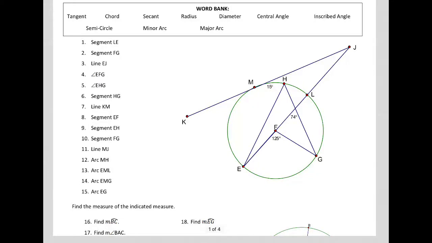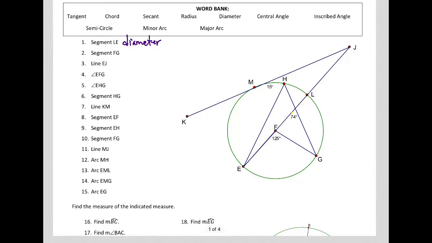All right, so just to hit some of this vocabulary really quick, segment LE is from, if you connect L to E, so it's a segment, so it's a line. So notice that goes from one edge of the circle to the other, and it goes through the center. So that is called a diameter. So that's our diameter.